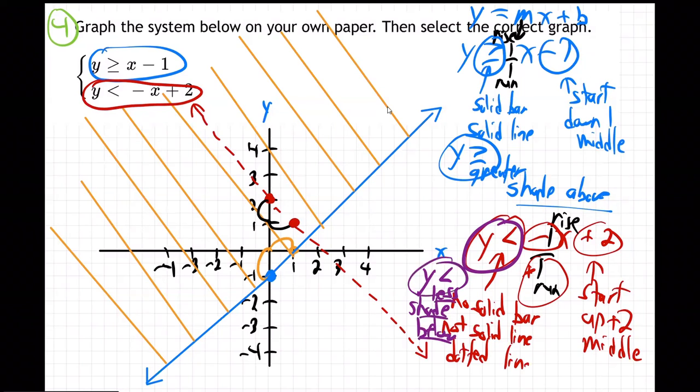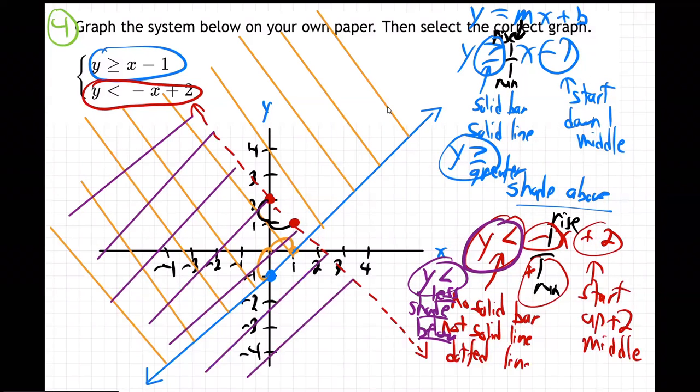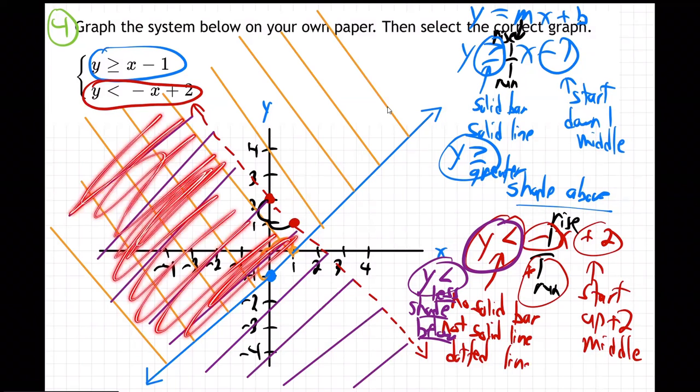Lesser things are below, greater things are above. The blue one was greater, so we shaded above. This red one is less. Less means shade below. So I'm going to shade below the dotted red line. So here we go. I'm going to shade everywhere below this dotted red line. Okay, there we go. So the answer to the overall problem is going to be this section up here where the 2 shadings overlap. You see that?